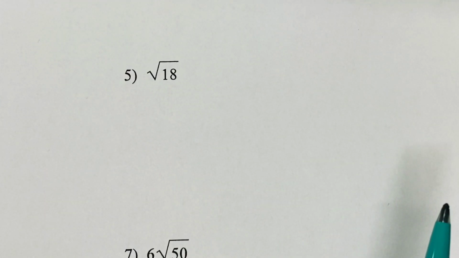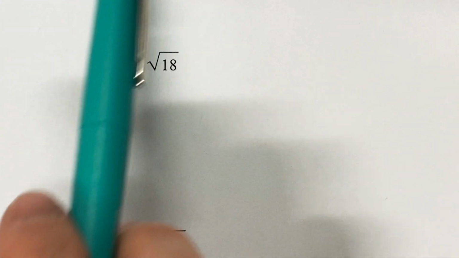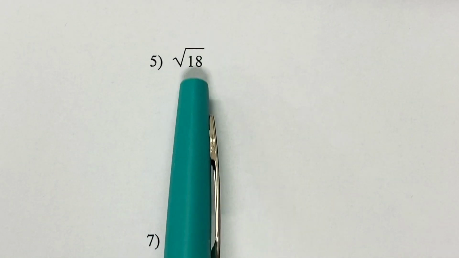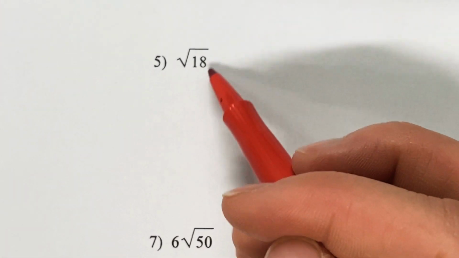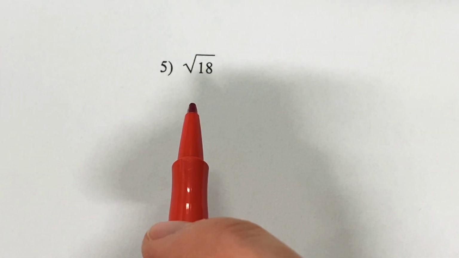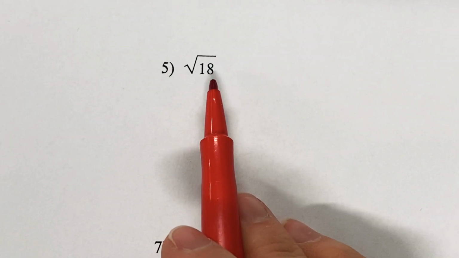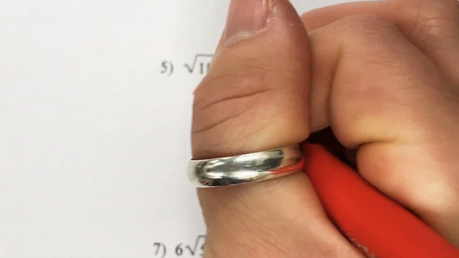Let's look at number 5. 18 is not a perfect square, meaning 18 is nowhere on our list up here. So we need to break it down or divide it. How do we want to divide 18? Hint, it doesn't really matter how you divide it. You'll get the same answer as long as you're dividing it by numbers that actually can go into it. So 5, for example, doesn't go into 18, so we can't divide it by 5. But it is an even number, so we can divide it by 2.